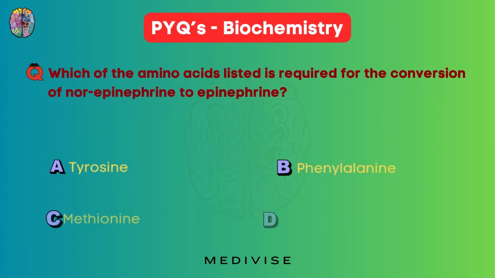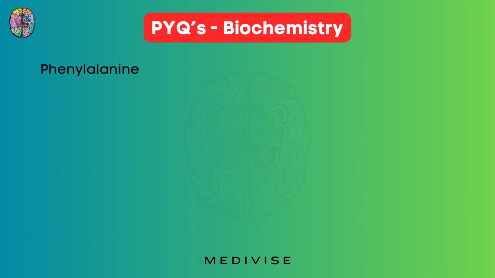Now, which of the amino acids listed is required for the conversion of norepinephrine to epinephrine? Is it tyrosine, phenylalanine, methionine, or glycine? So let's quickly see the formation of norepinephrine and epinephrine from the start. So first of all, we have phenylalanine, which is a very important amino acid that you should know about. This, with the help of phenylalanine hydroxylase, gives L-tyrosine.